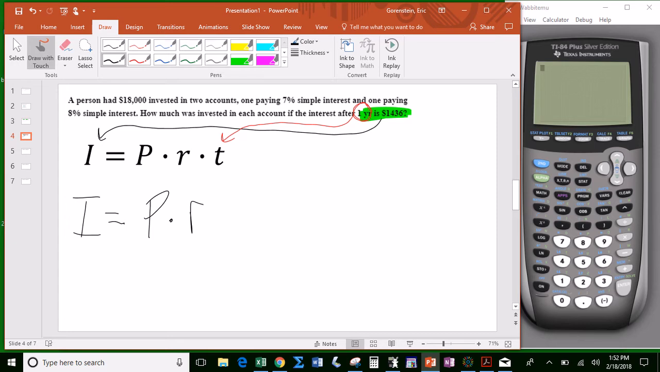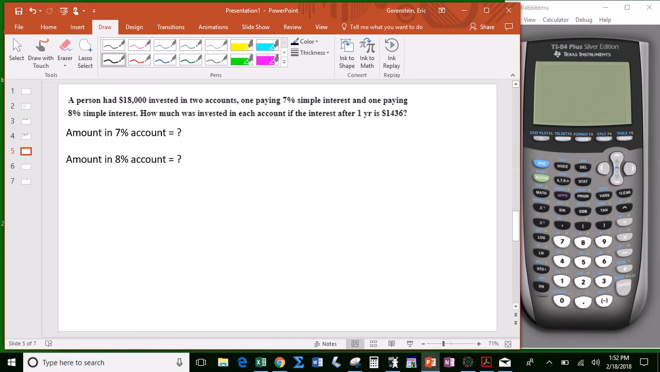Well, let's think about what's actually happening here. We need to determine the question: how much was invested in each account? This is what we're trying to figure out, right? So part of the 18,000 is in the 7% account, and part of the 18,000 is in the 8% account. Now, it could be 9,000 and 9,000, or 10,000 and 8,000. It could be 17,000 and 1,000. Somehow the 18,000 is split two ways. We just don't know how it's split.